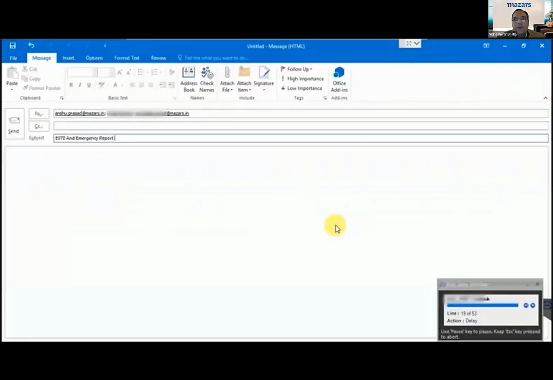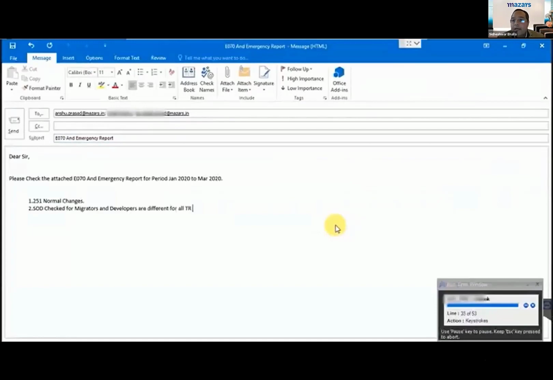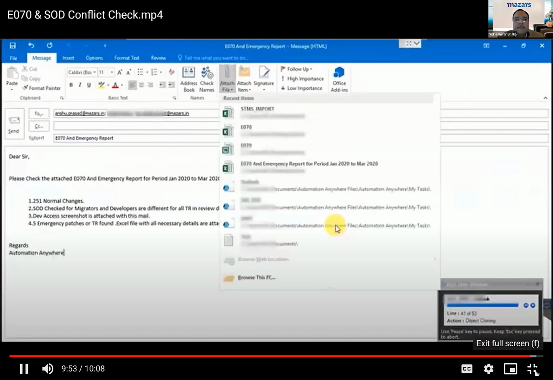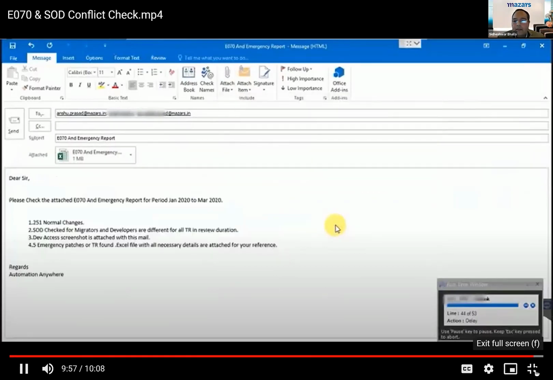So once you configure the check that is to be carried out, in case of an exception, you already configure in the bot that this is the language. It may be a standard language that comes. And it is picking the file, attaching it and sending.